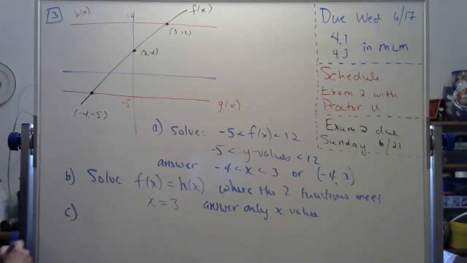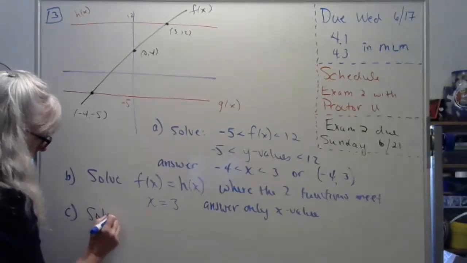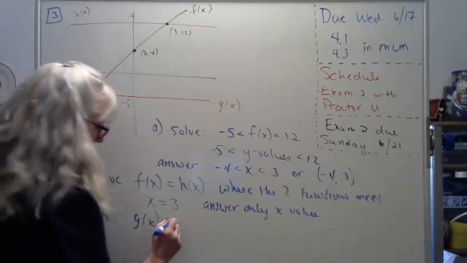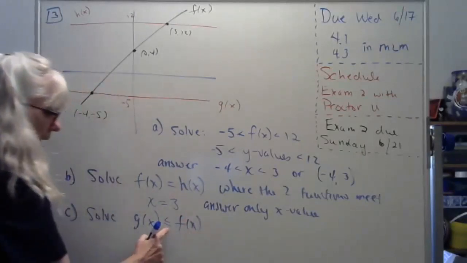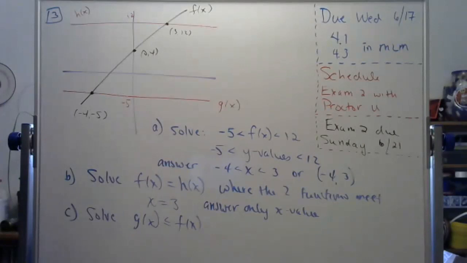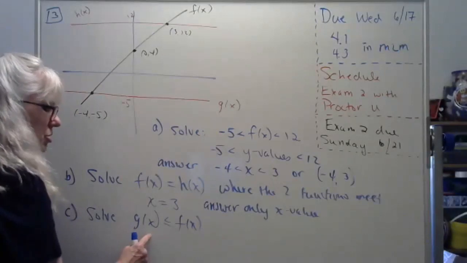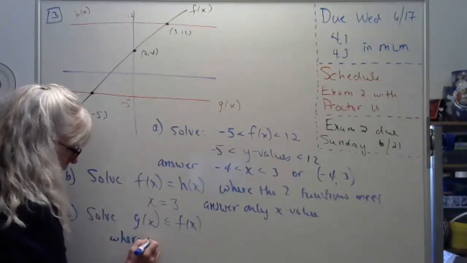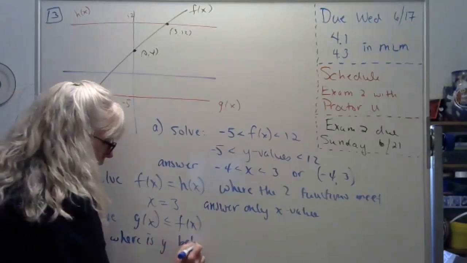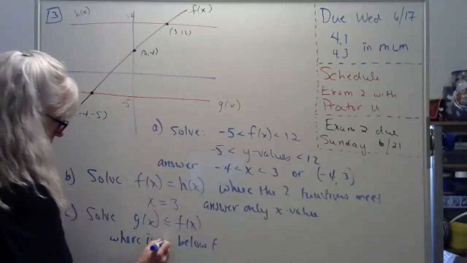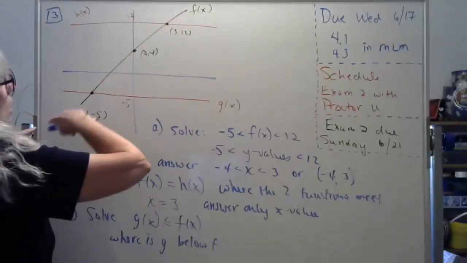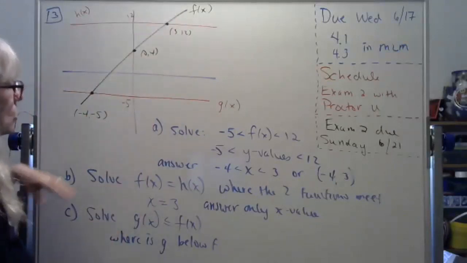Okay, part C on that one says solve g of x is less than or equal to f of x. So this one comes back to an inequality statement. So where is g of x less than or equal to f of x? So this is literally asking me, where is g below f? So I have to come back and look at my picture. G of x is the bottom red line. F of x is that black one that's sitting in there. So I want to know where g is below it.